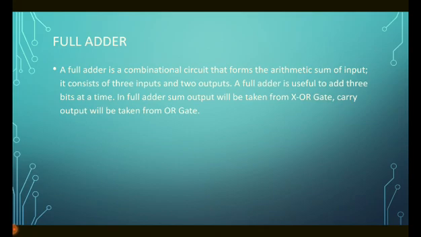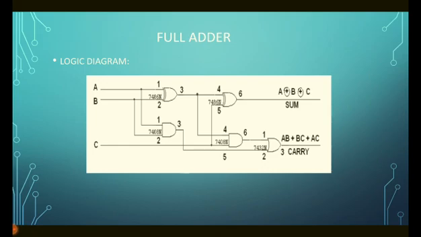So the next one is full adder. A full adder is a combinational circuit that forms the arithmetic sum of input. It consists of 3 inputs and 2 outputs. A full adder is useful to add 3 bits at a time. In a full adder, sum output will be taken from XOR gate, carry output will be taken from OR gate. And this is the logical diagram of full adder. We have totally here 3 inputs and 2 outputs, and we have here totally 2 XOR gates, 2 AND gates and 1 OR gate.